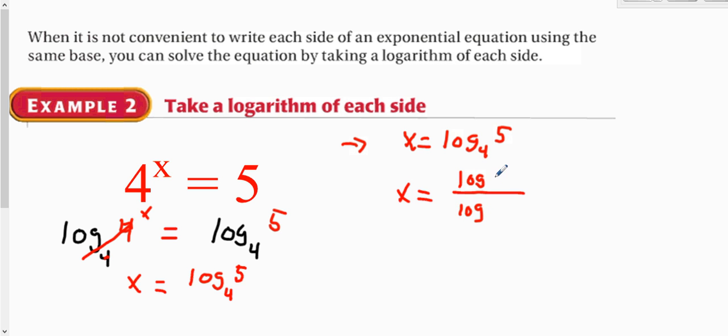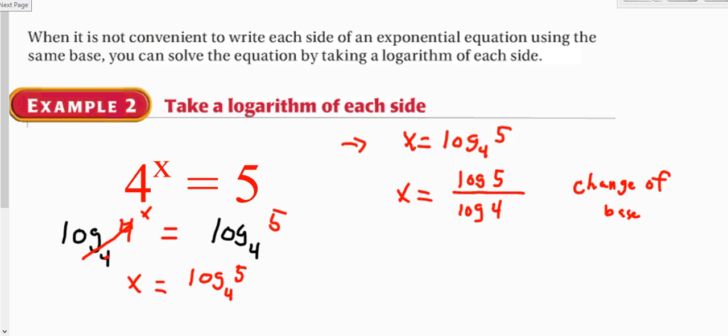So this is my change of base. The 5 goes in the numerator, and the old base goes in the denominator. And using a calculator, I now can solve this. So let's jot this down using change of base. And remember, the purpose of the change of base is simply so I can put it in the calculator.